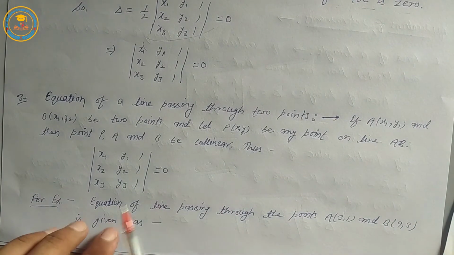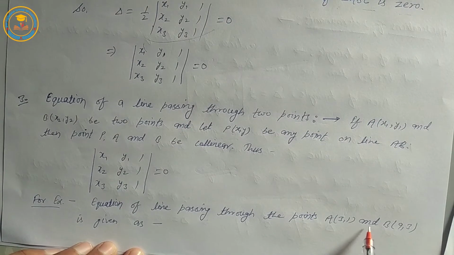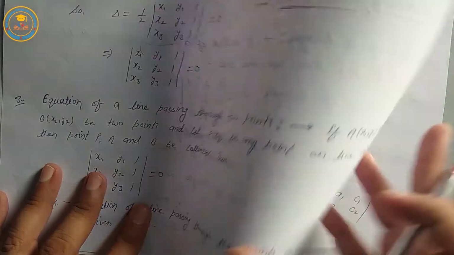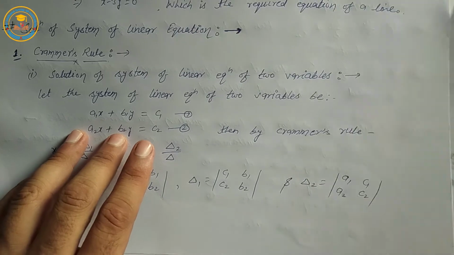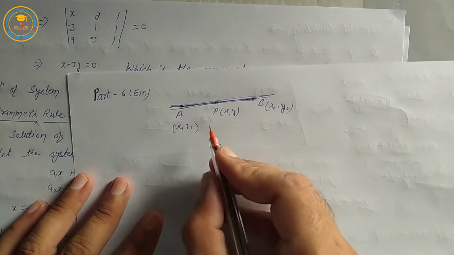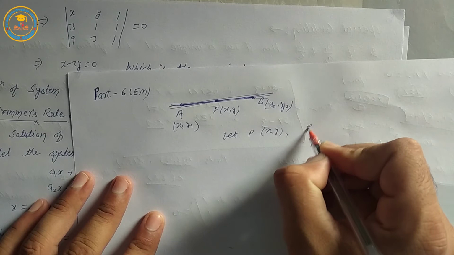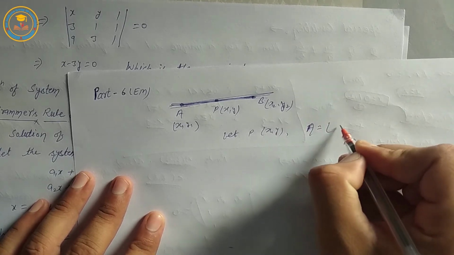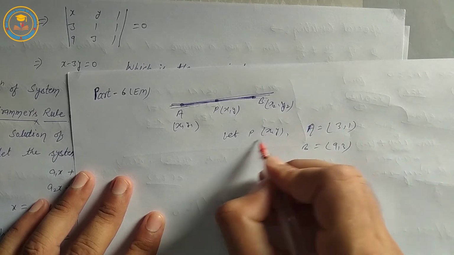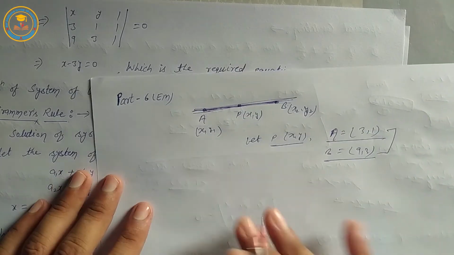For example, the equation of the line passing through the points A(3, 1) and B(9, 3) is given as follows. Let point P be (x, y), point A be (3, 1), and B be (9, 3).